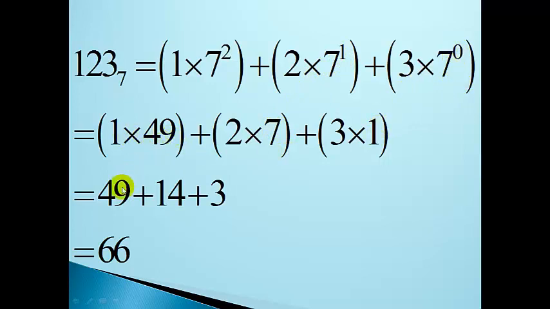1 times 49 equals 49. Plus 2 times 7 equals 14. Plus 3 times 1 equals 3. Now 49 plus 14 plus 3 is equal to 66. This means that 1, 2, 3 base 7 is equal to 66 base 10.